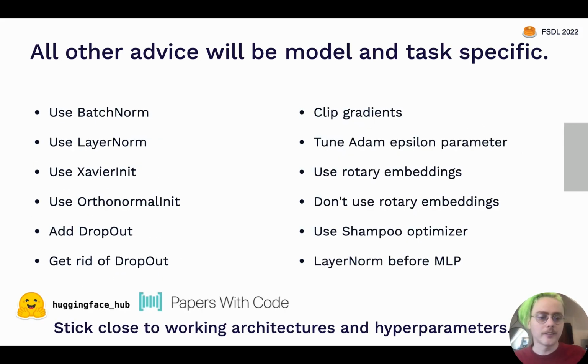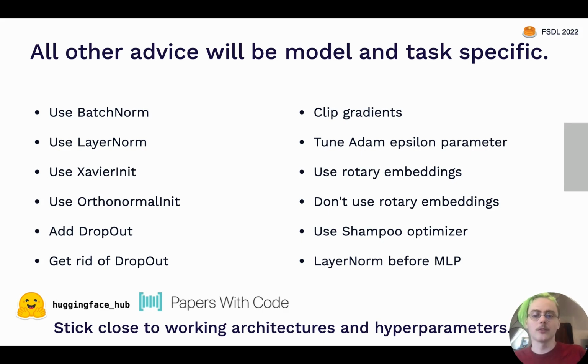All the other advice around addressing overfitting, addressing underfitting, resolving distribution shift is going to be model and task specific, and it's going to be hard to know what is going to work without trying it. So this is just a selection of some of the advice I've seen given or been given about improving model performance, and they're mutually exclusive in many cases because they're so tied to the particular task and model and data that they're being applied to.